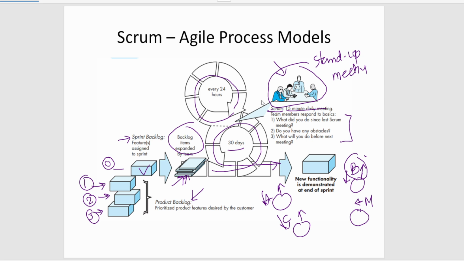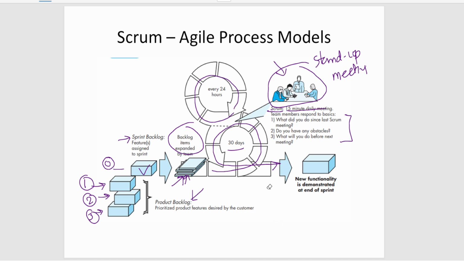Once you are done with all these things, when the Scrum part and the 30 days are over, new functionality is demonstrated at the end of the sprint. At the end of the sprint, you are going to demonstrate this particular functionality to the customer. So this was a small demonstration of the diagram which tells you what a Scrum-based process model is.